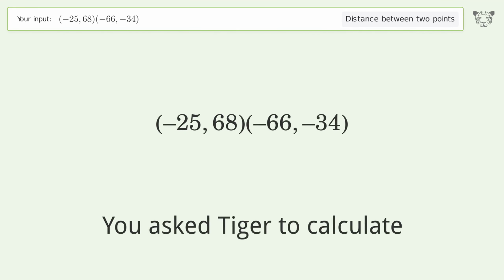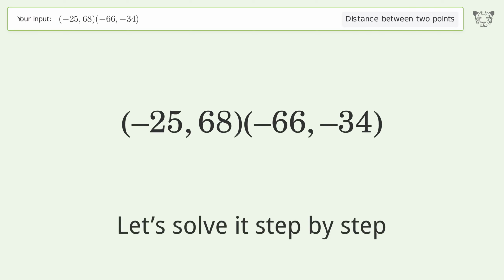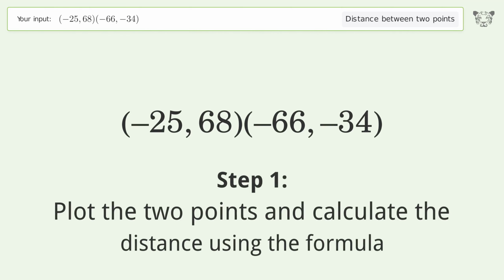You ask Tiger to calculate. This deals with the distance between 2 points. The distance between the 2 points is the square root of 12,085, or 109.932. Let's solve it step by step. Plot the 2 points and calculate the distance using the formula.